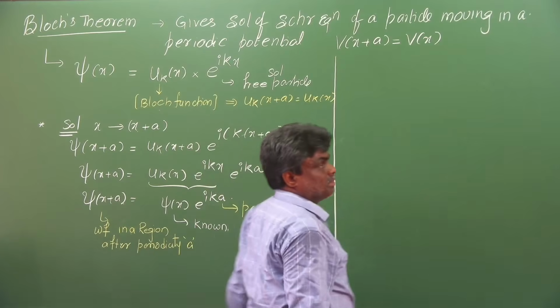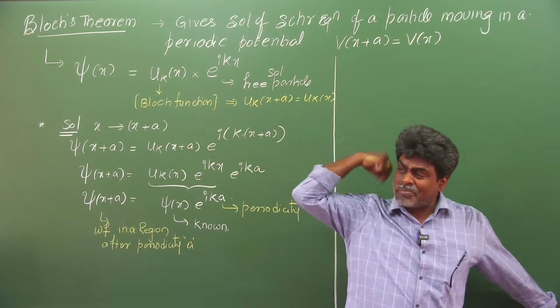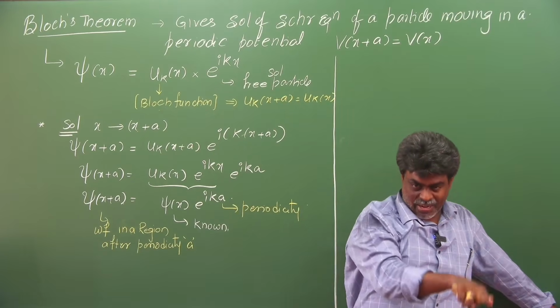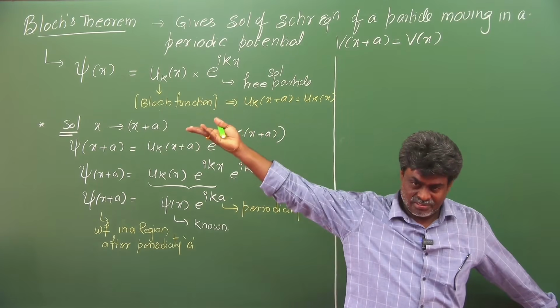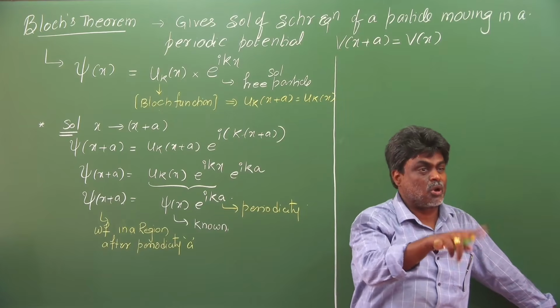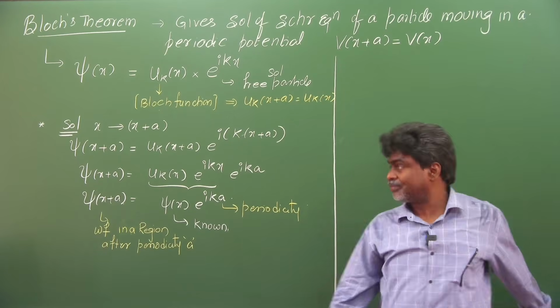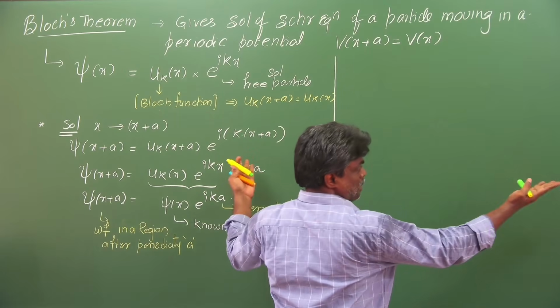Now for example, I know the solution psi of x. After a periodicity b, what is the solution? Psi of x. That psi of x is the known solution which you solved by using the Schrodinger equation. Any doubts? Now come to the problem.